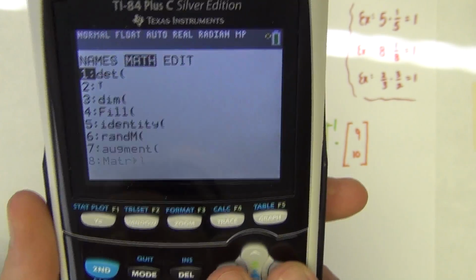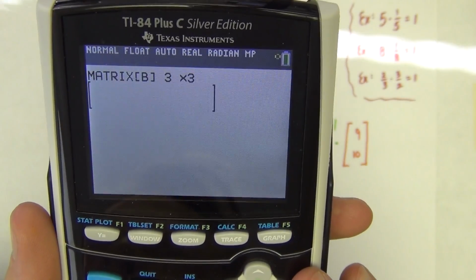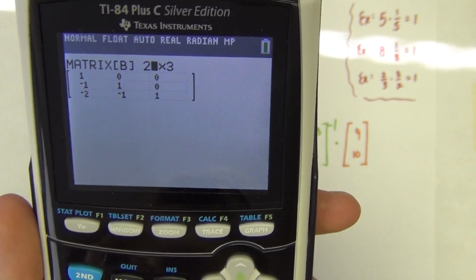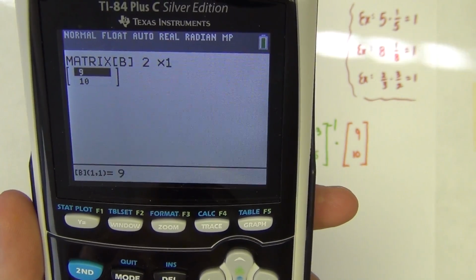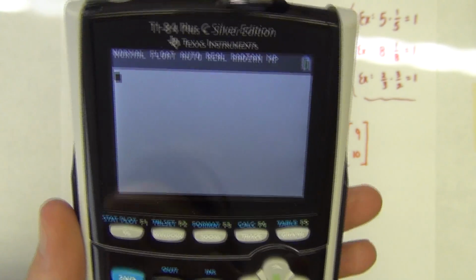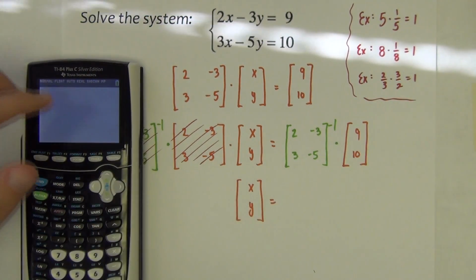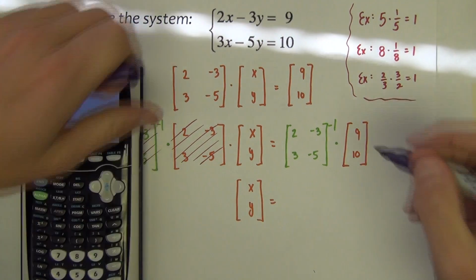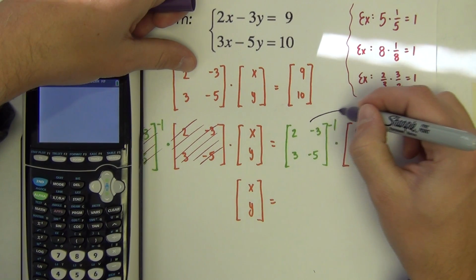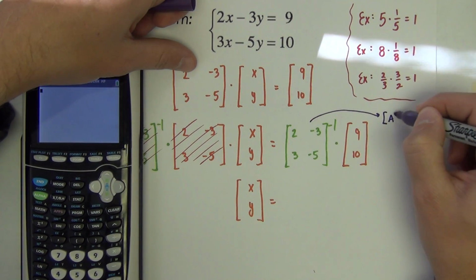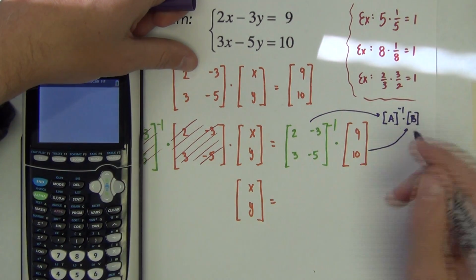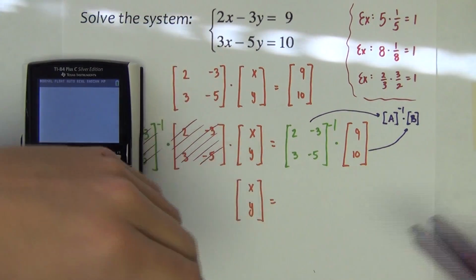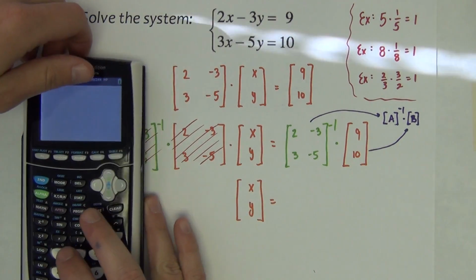Now I'm going to go back to matrix. I'm going to edit matrix B to be the 2 by 1 solutions, 9, 10. I'm quitting and getting out of that. So I have typed this matrix as A, and this matrix here as B. I want to take A inverse times B, and the calculator will do the inverse and the product all at the same time and will get my answer for me.